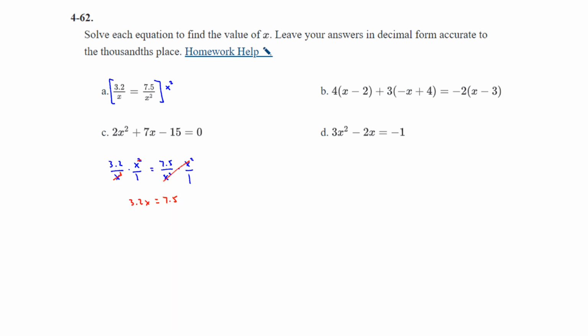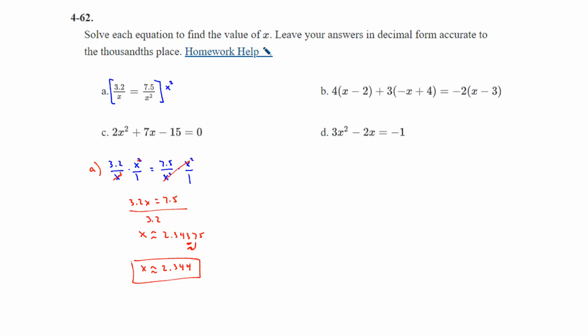So 3.2x equals 7.5. Divide both sides by 3.2, and x is approximately equal to, because we are going to round, 2.34375, but we want to round that to the nearest thousandth, so that's this place right here. And since this is a 7, that number is going to move up. So x is approximately equal to 2.344. And that's for part A.